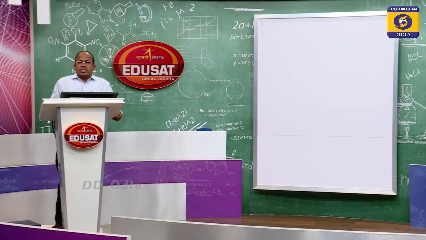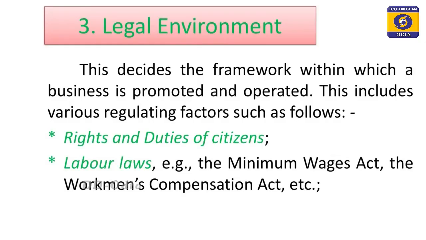Number 3, legal environment. This decides the framework within which a business is promoted and operated. Legal framework: the different laws, rules, regulations which are formulated by government. These rules, laws, regulations also have great impact on the functioning of business organization. What are the various rules and laws? These are the factors. Rights and duties of citizens. This is provided in the Constitution. What are the rights of citizens? What are their duties?